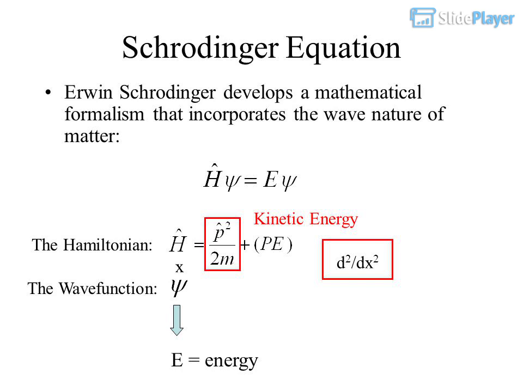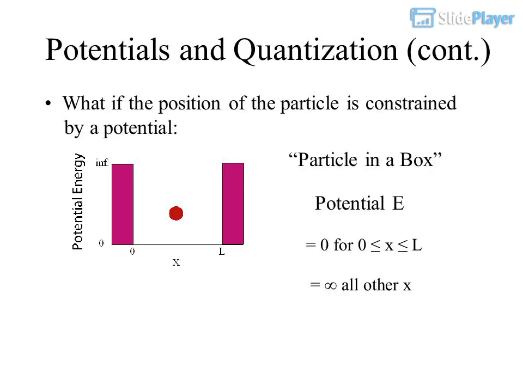Schrödinger equation. Erwin Schrödinger developed a mathematical formalism that incorporates the wave nature of matter. Kinetic energy. The Hamiltonian. d²/dx². The wave function. E equals energy. Potentials and quantization. What if the position of the particle is constrained by a potential?